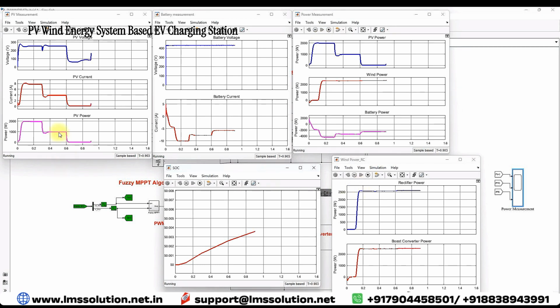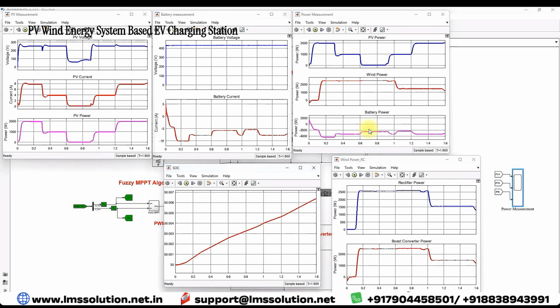When irradiation equals 500 watts per meter square, the charging current is around minus 8 amps, minus 7 amps, and the wind will supply around 2500. Here you can see the PV power, the wind power, and the charging power of that EV battery. At 10 watts per meter square, the PV power is around 0, and the charging current goes to around minus 6 amps. During that time the wind speed is 12 meters per second, generating around 2500 watts that will be used to charge the battery from wind.